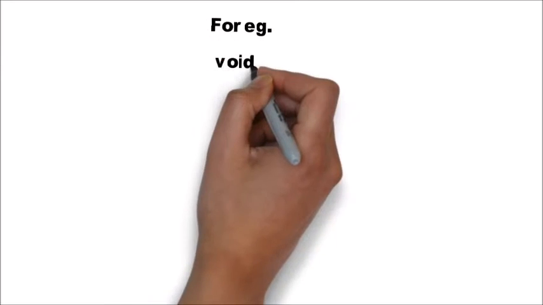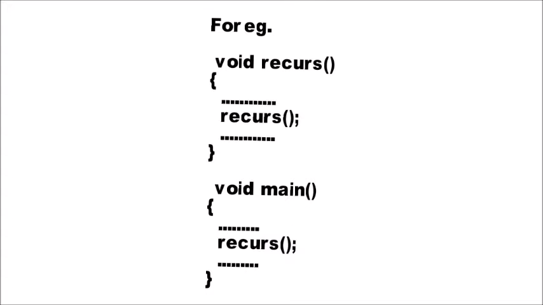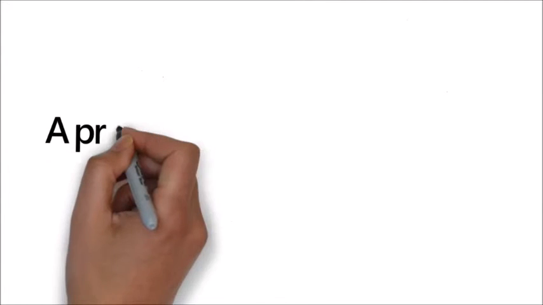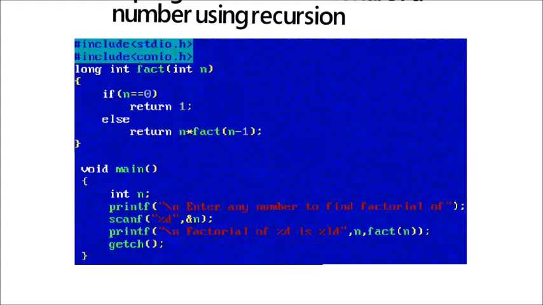Recurse is a recursive function as inside the function recurse there is a statement recurse itself which keeps on calling itself. Okay, here is a recursive program to find the factorial of any given number. Observe the program carefully. Fact is our recursive function, and under this fact, if n equals 0, return 1, else return n into fact(n minus 1). Here's the explanation of the program.